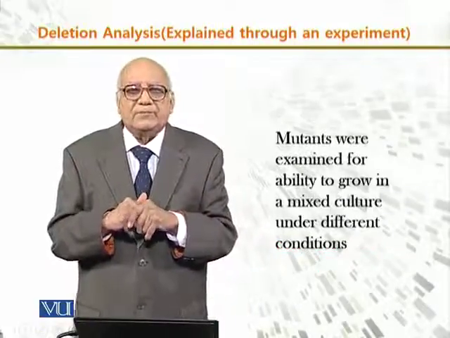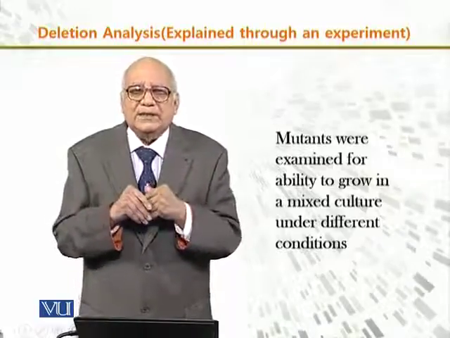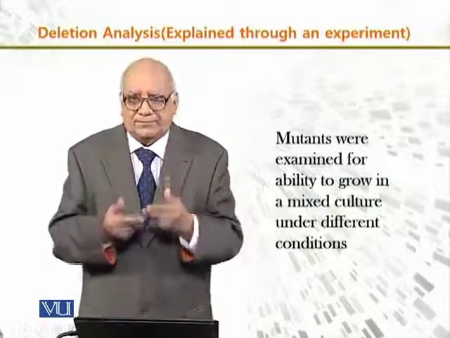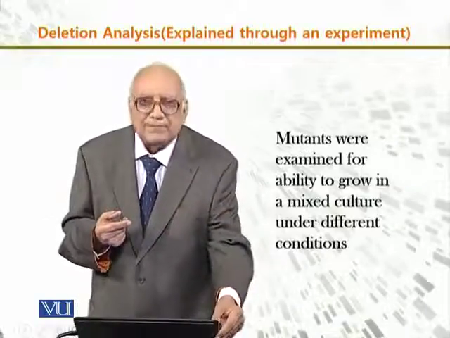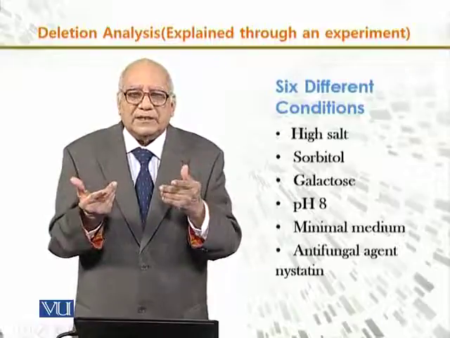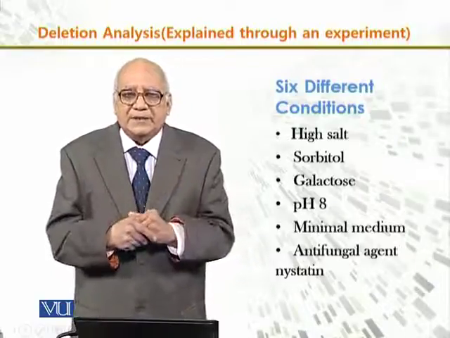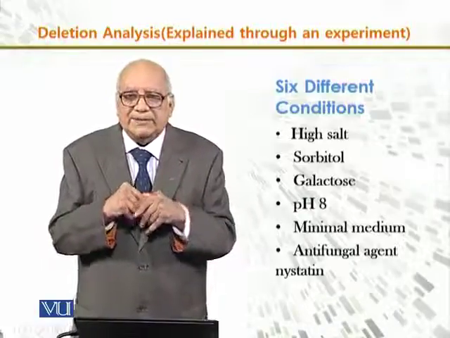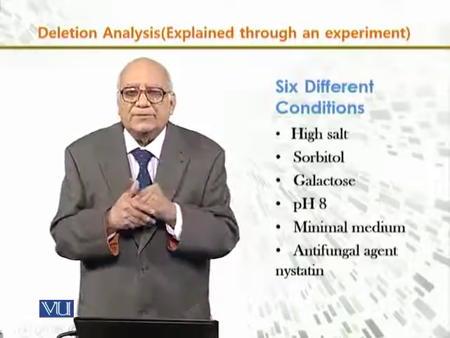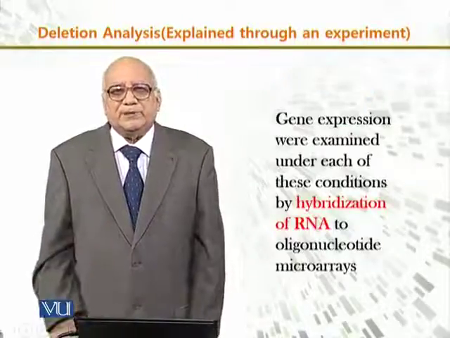Now, the mutants were examined for the ability to grow in a mixed culture under different conditions. They grew these mutants in a mixed culture under different conditions of media, temperature, and things like this. The 6 different conditions were high salt concentration, presence of sorbitol, galactose, growth at pH 8, minimal media, and the antifungal agent nystatin put in some of the media. These were the 6 different conditions in which the experiment was performed.